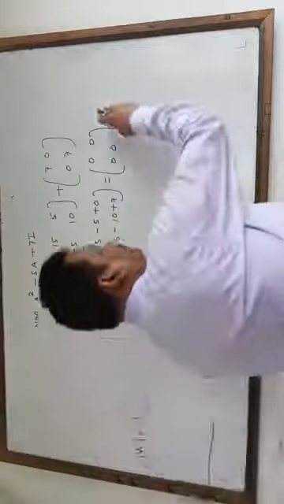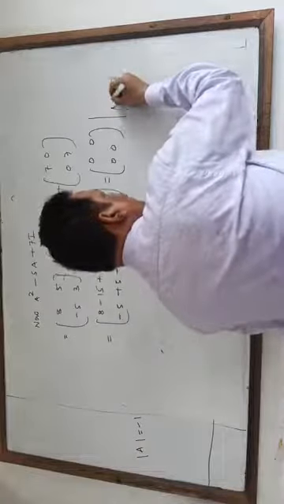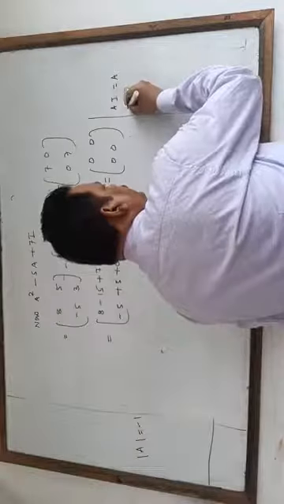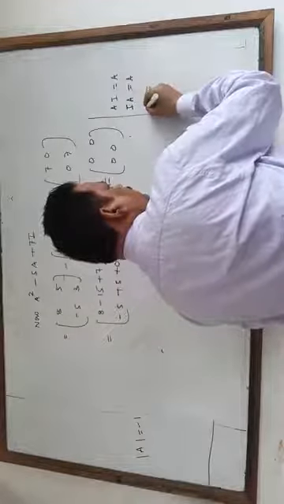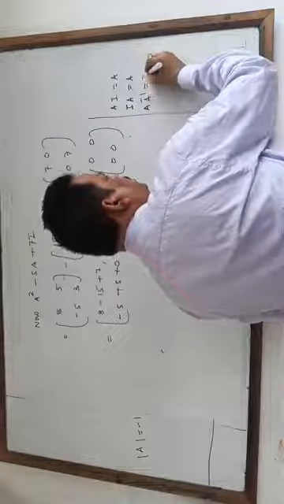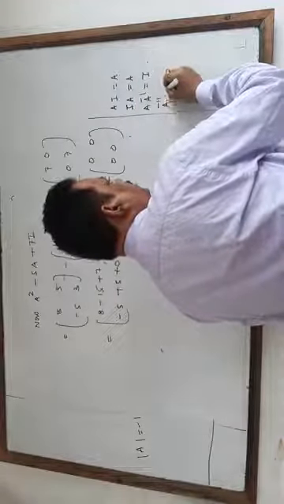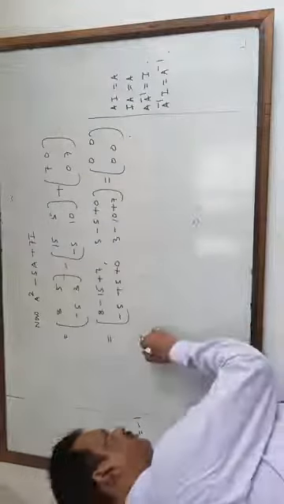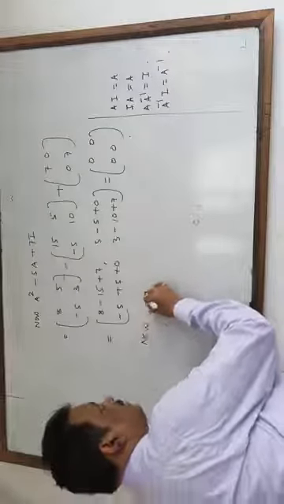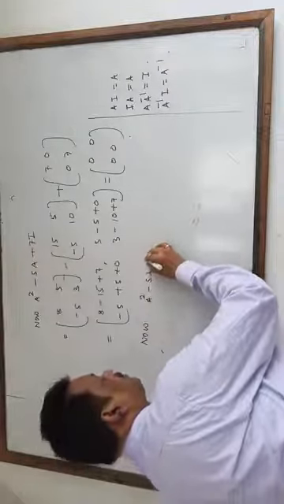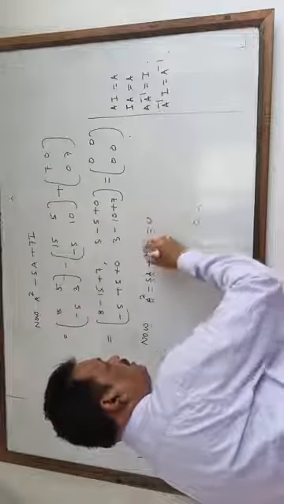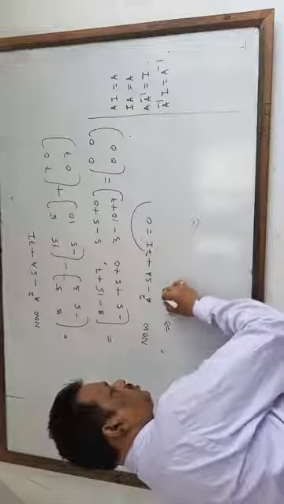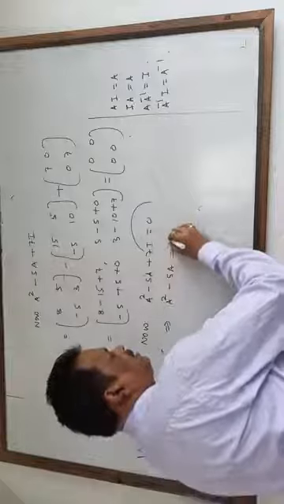So I will write down some formulas here. Note down. A into I equals A. I into A equals A. A into A inverse equals I. A inverse into I equals A inverse. Okay, see now. A square minus 5A plus 7I equals 0. Take this one this side. Implies A square minus 5A equals minus 7I.